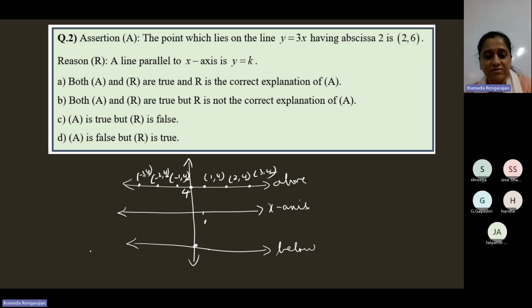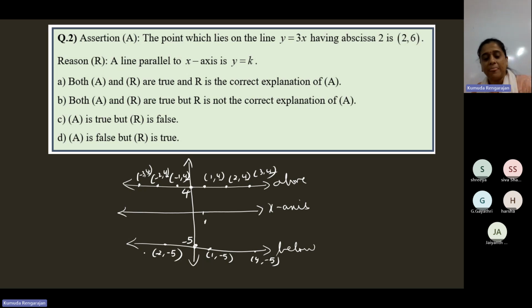Now let's take this line. Say this is minus 5. So this is 1 comma minus 5. This is 4 comma minus 5. This is minus 2 comma minus 5. All right?